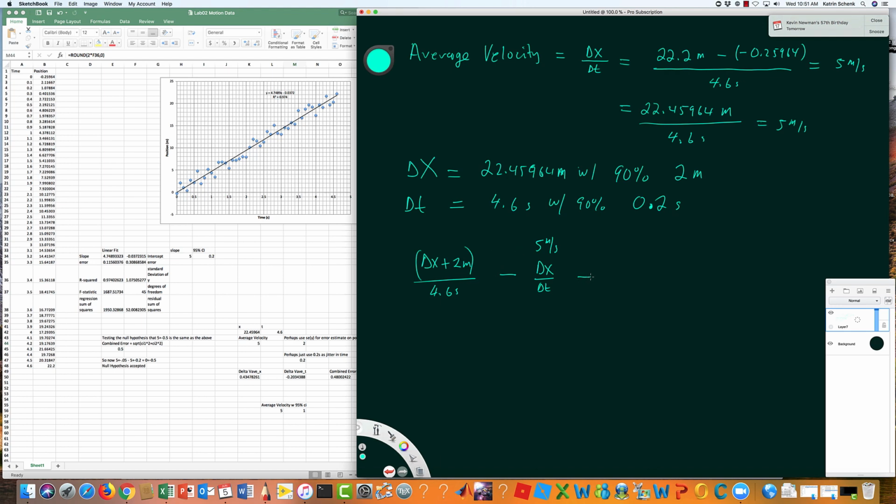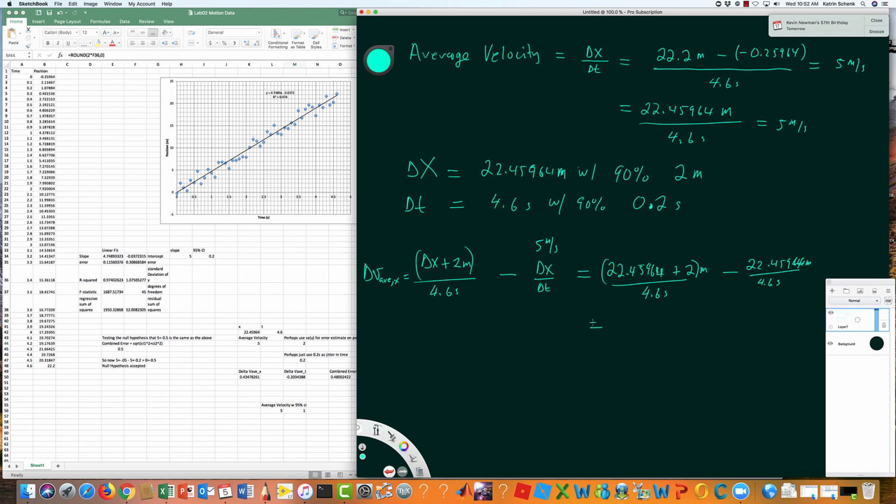And so this is going to be my delta x, which is 22.45964. Anyway, I would do this with Excel, not by hand. And then plus 2, that's meters, over 4.6 seconds, and then minus 22.45964 meters over 4.6 seconds. And that should tell me the change in average velocity. So I'm going to call that delta V average due to x.